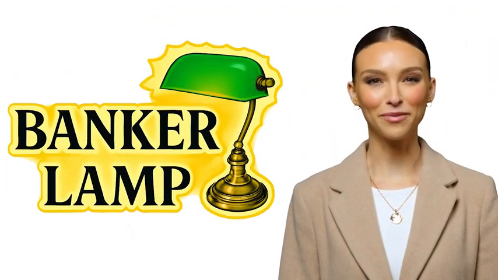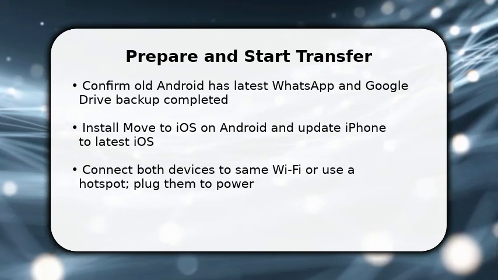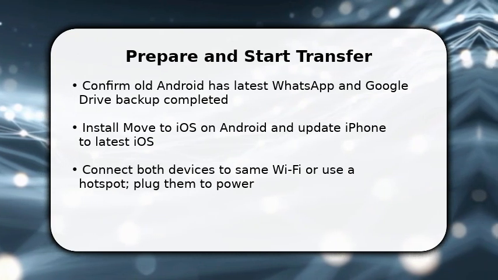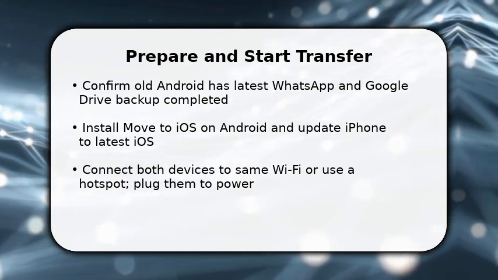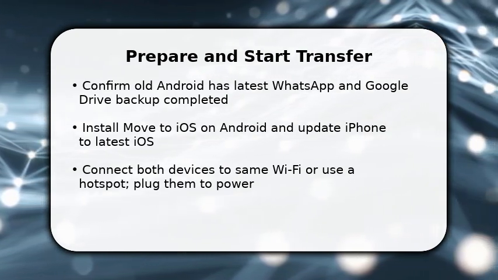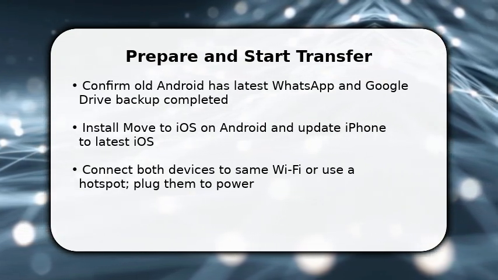Please enjoy the video. You start by creating a fresh Google Drive backup on your Android WhatsApp so the latest chat state exists. Once done, open Move to iOS on Android and begin the device transfer on the iPhone setup screen. Make sure both phones are powered and on the same network or use the iPhone's temporary hotspot.